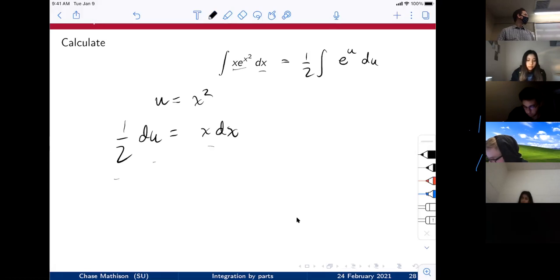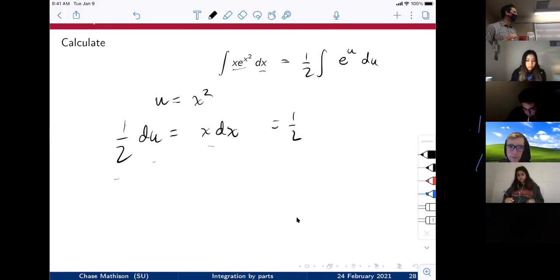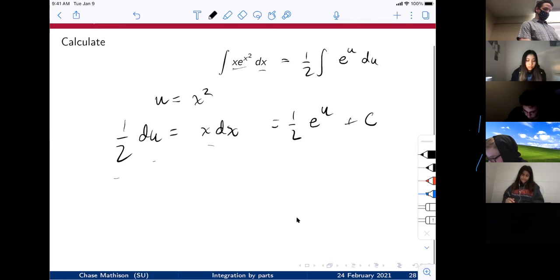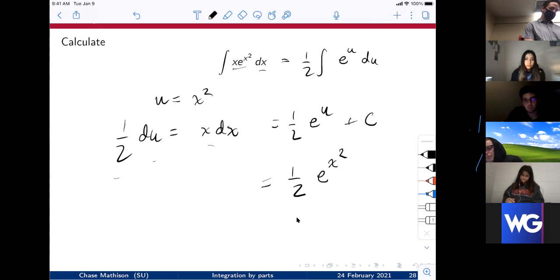Questions on that? So then, the integral of e to the u is what, with respect to u? Jet, what's the integral of e to the u with respect to u? E to the u, perfect. And now I can add my constant. And now they ask me the question in terms of x, so I need to answer in terms of x. If it's an indefinite integral, so I get 1/2 e to the x squared plus some constant.